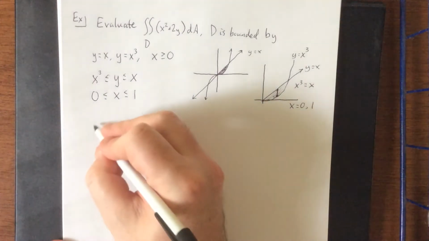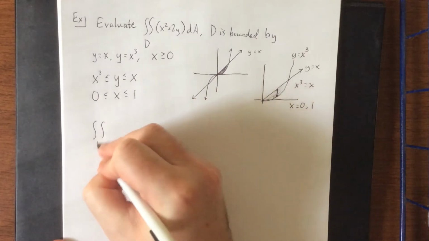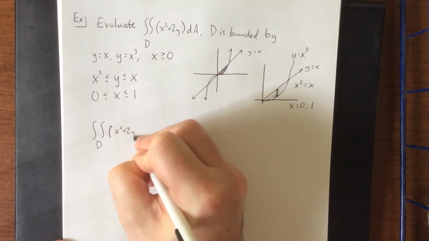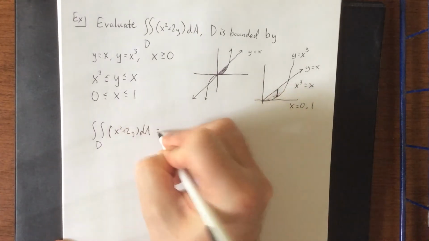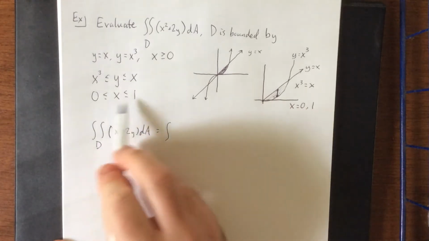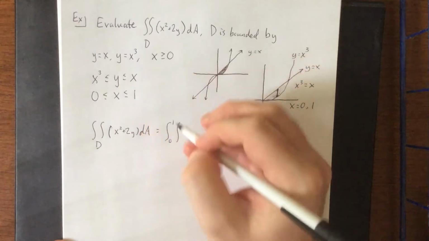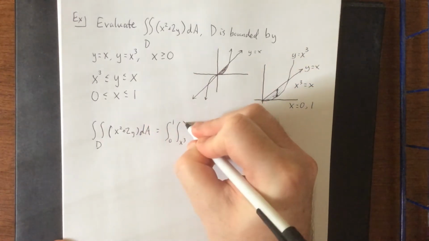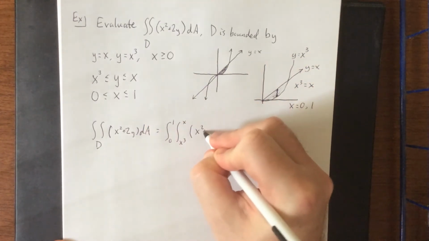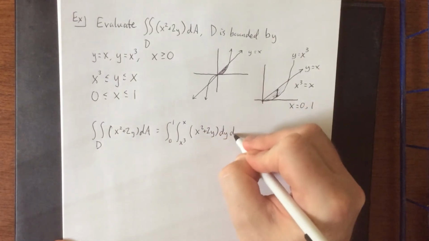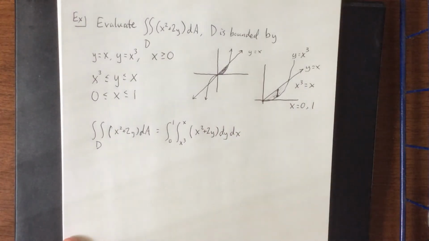So setting this up as an iterated integral, the double integral over the region D of x squared plus 2y dA is going to be: the last integral will be with respect to x and it'll go from 0 to 1. The first integral with respect to y will go from x cubed to x. And this will be x squared plus 2y. In order, we go with respect to y first, then with respect to x. This is the setup of your iterated integral, and undoubtedly it is the more difficult part.